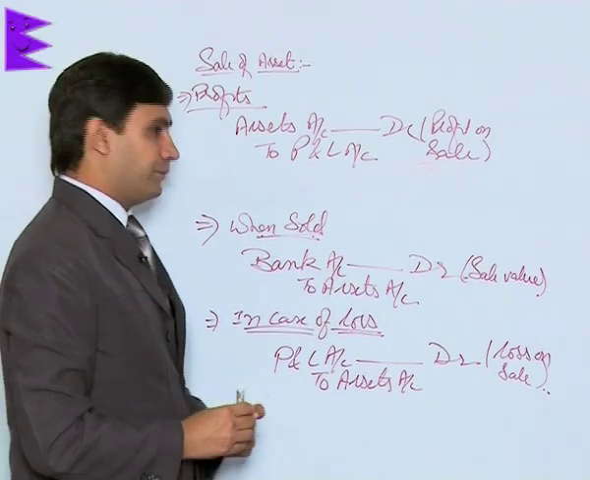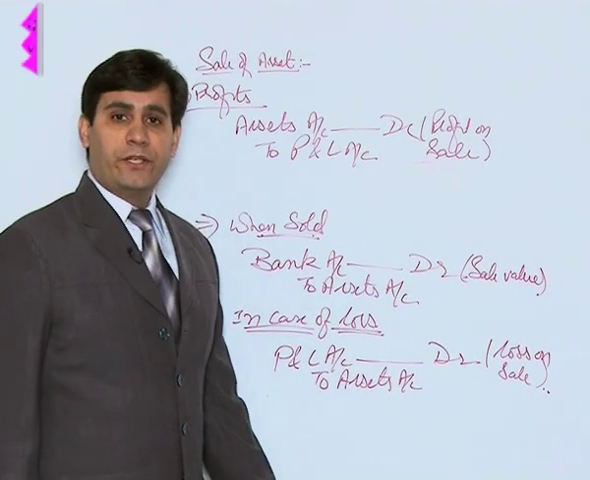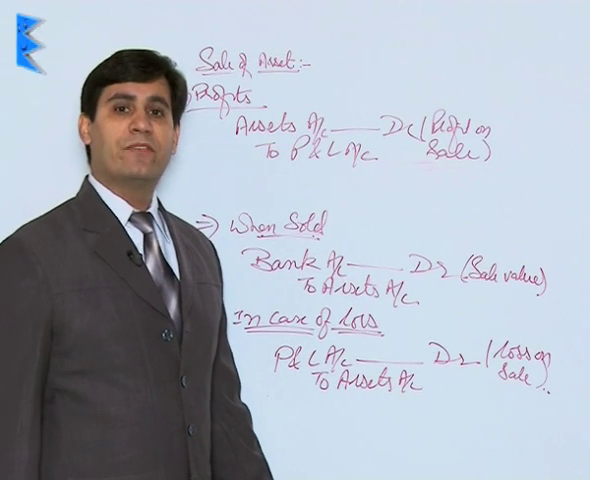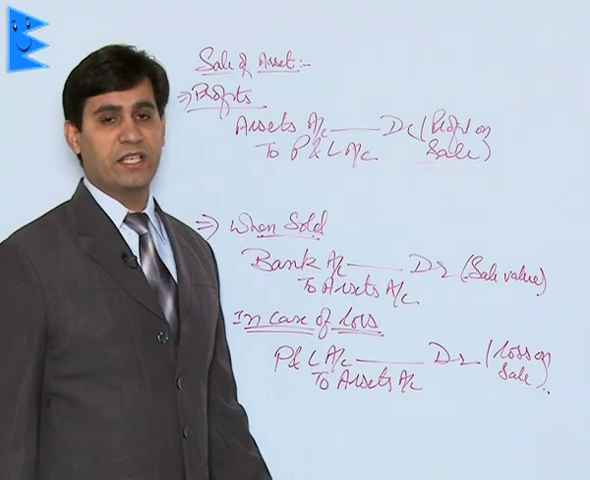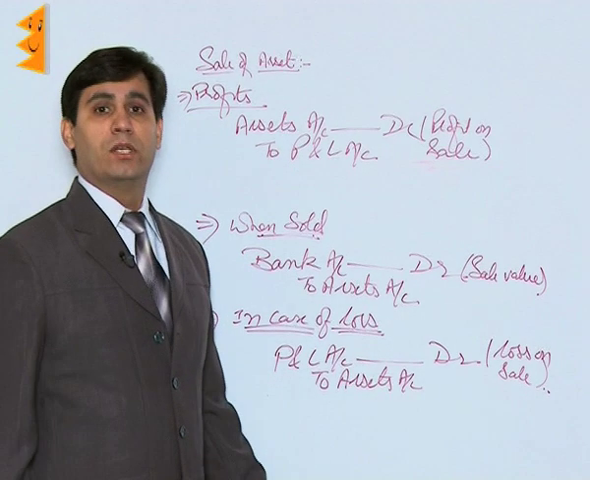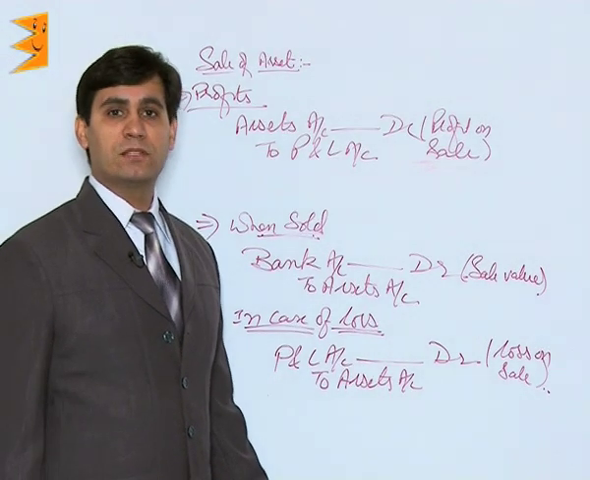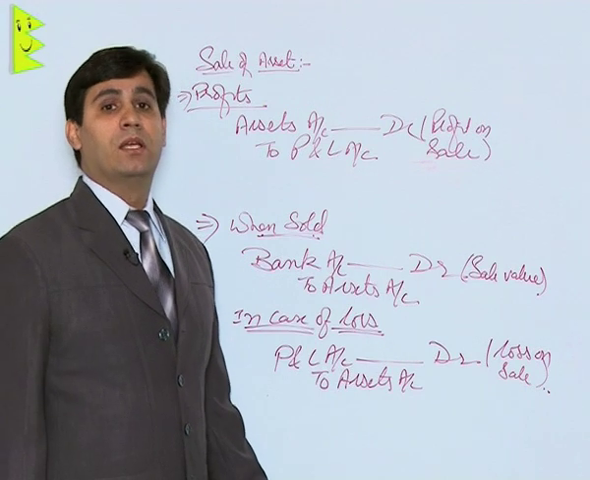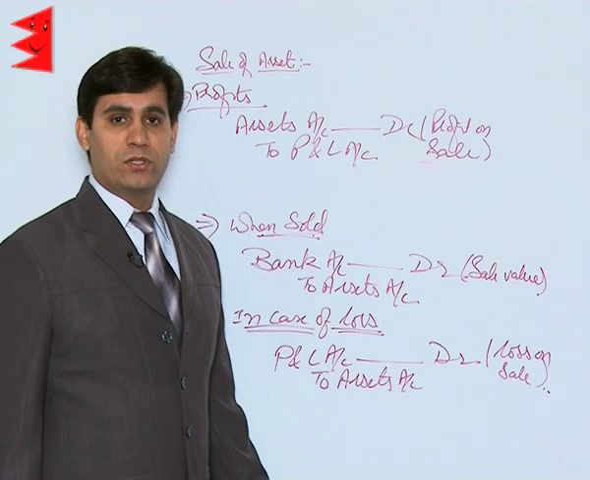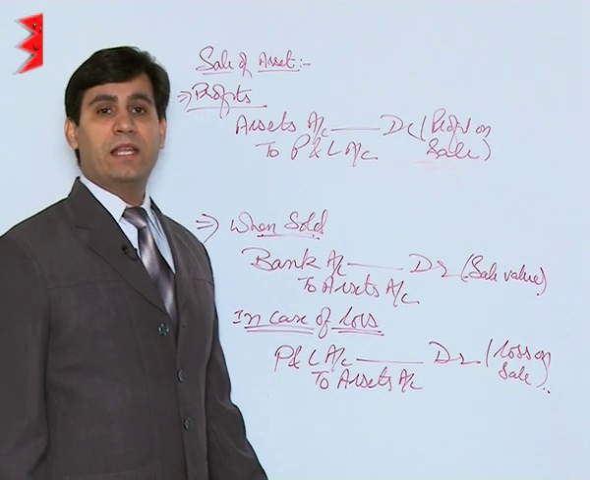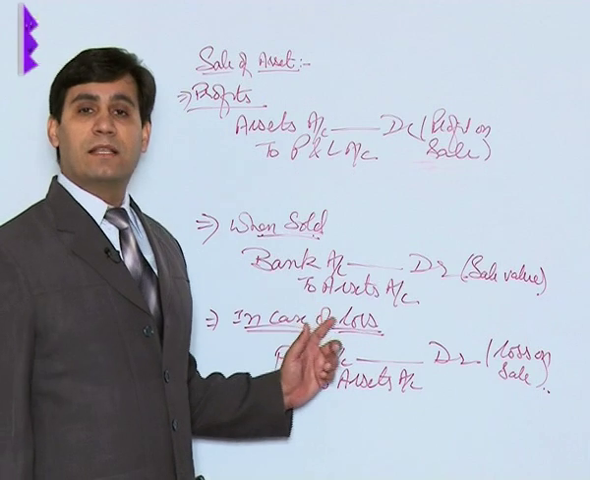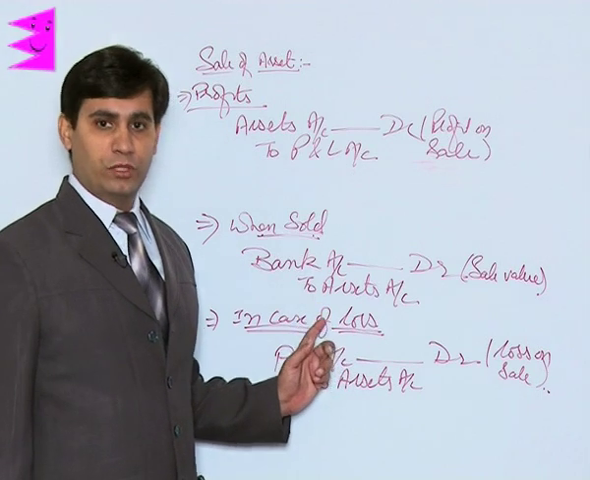So now students, let us recall, there is a possibility that an asset is sold during the year. So whenever the asset is sold during the year, the first thing is you have to charge depreciation for the number of days, months or weeks that the asset has been used during the current financial year. Once you have charged depreciation, then we will make the entry as bank to asset, to signify that this particular asset has been sold.